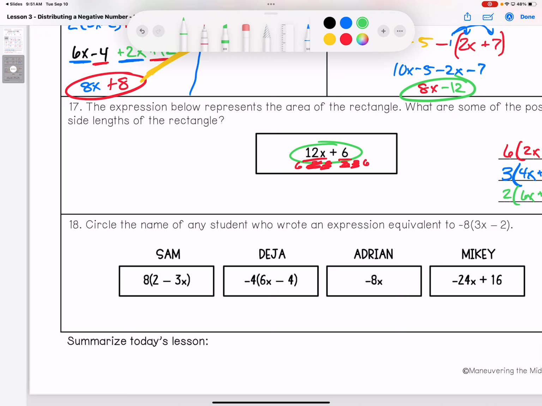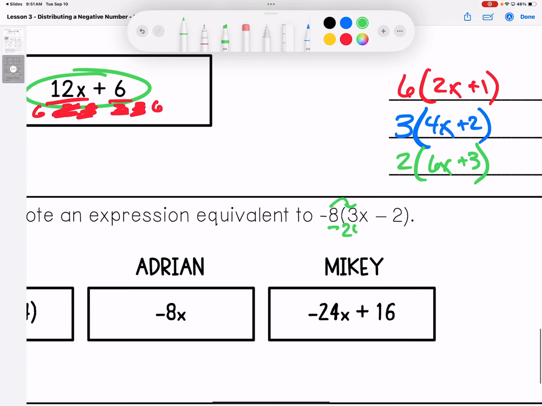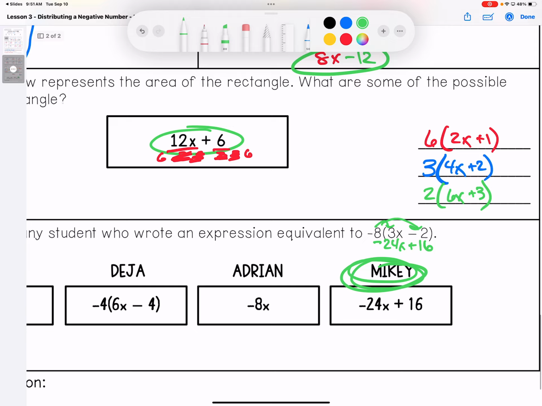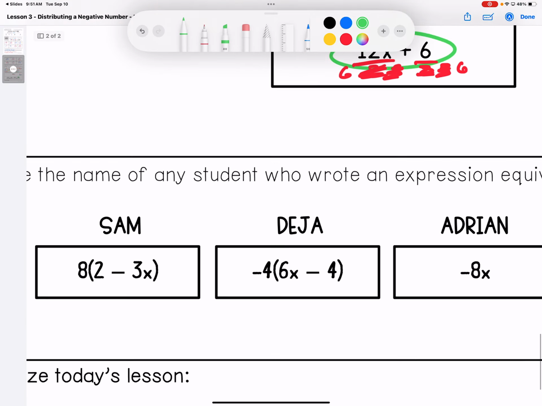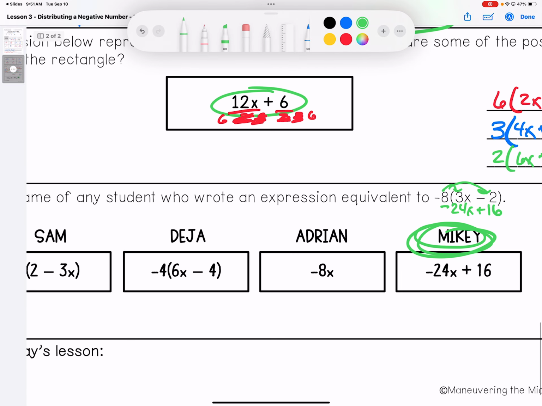Circle the name of any student who wrote the expression equivalent to -8 parentheses 3x minus 2. All right, so we can go ahead and simplify it and work it out here. We have -8 times 3x, that's -24x, plus 16. All right, Mickey, I see it. Mickey's right there. Okay, Mickey's it. He's the only one, right? Well, not necessarily, because look, these aren't worked out. Sam and Dajah aren't worked out. Now, Adrian is worked out. Adrian cannot be it, because -8x does not equal -24x. So that can't be it.